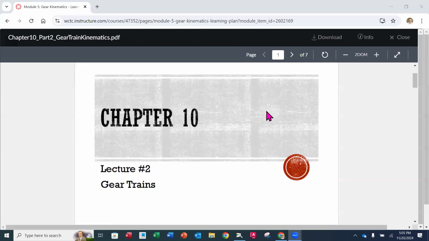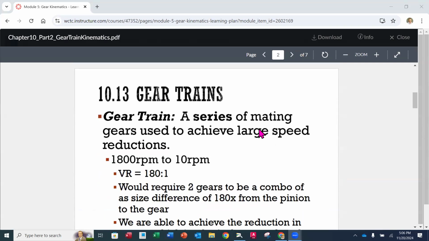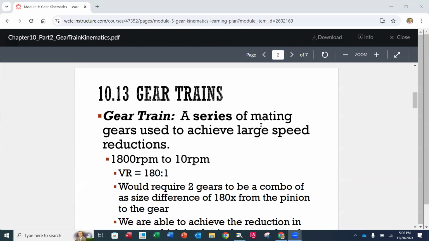Okay, so we're going to continue on in chapter 2, and we're going to be looking at the second lecture, the second PowerPoint in our learning plan. And we are going to be paging to section 1013, which is all about gear trains. So you can find that on page 288 in your book if you're following along.